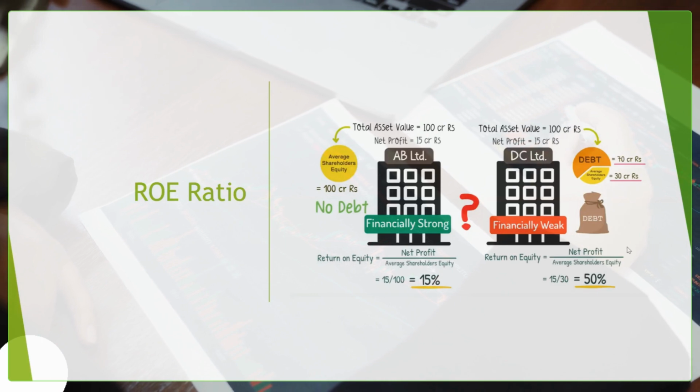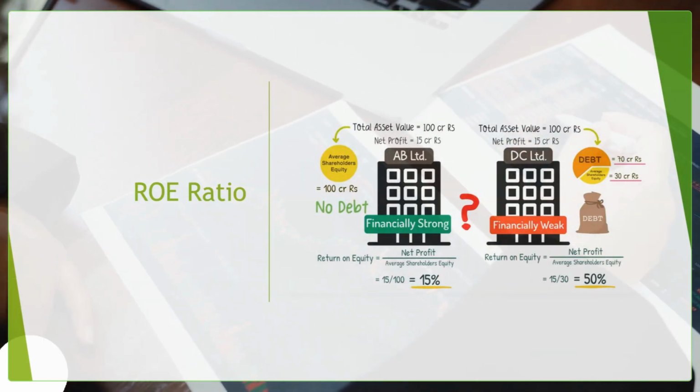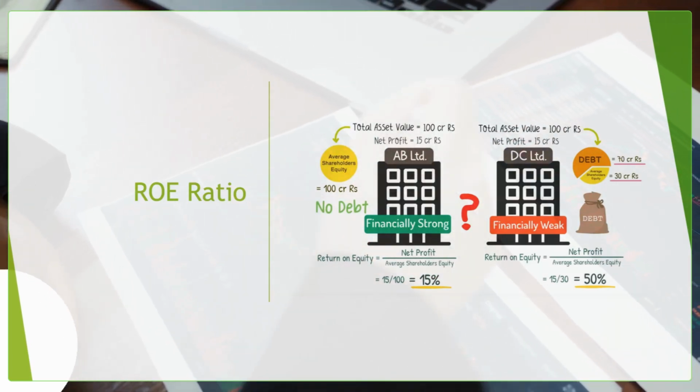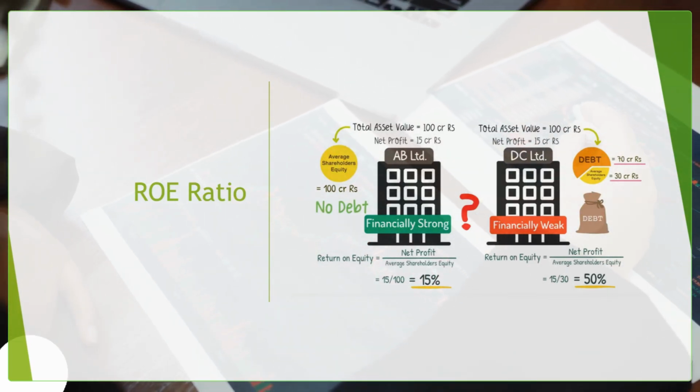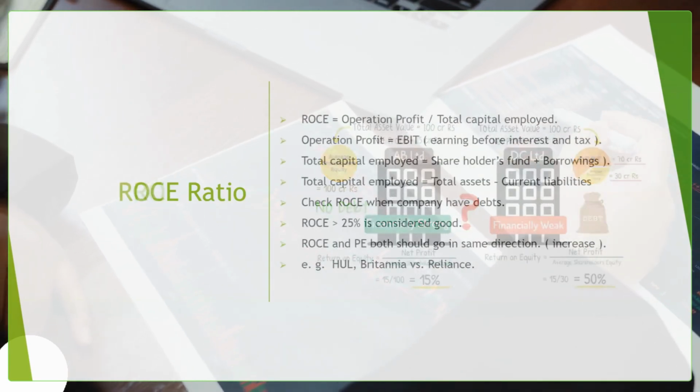So I have, say, 100 rupees deployed. 50 rupees is mine and 50 rupees I have taken from someone else. So the 50 rupees I have taken as a loan will not be considered during the ROE calculation. So when there is no debt in the company, we should consider ROE. If there is a loan, then we consider ROCE.